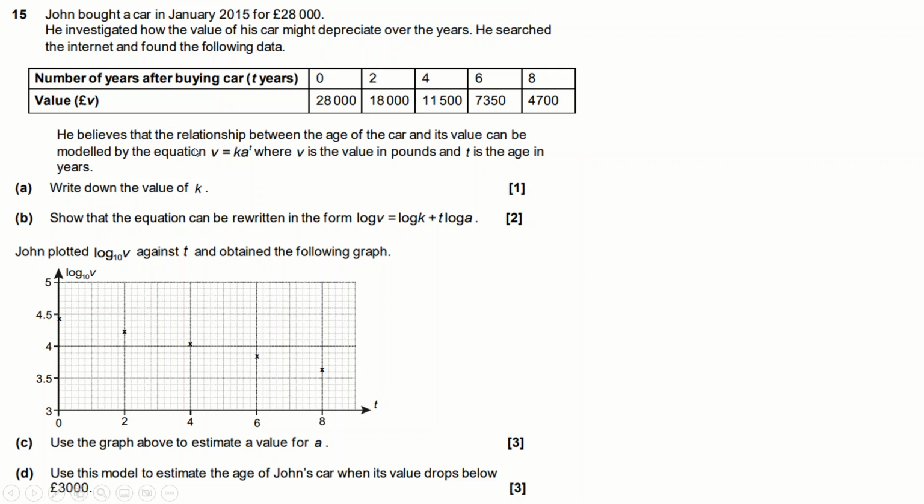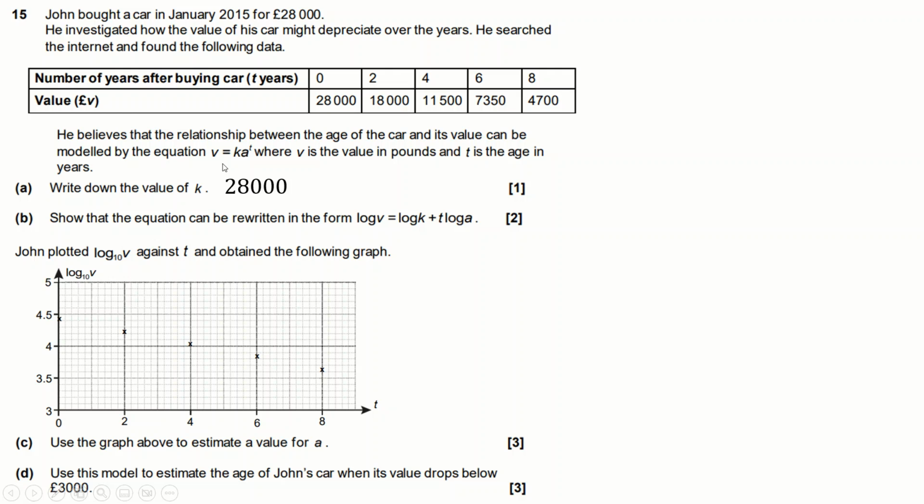Bought a car for this value, blah, blah, blah, blah. Write down the value of k. So k is, well, when t is 0, you get a to the 0, which is 1. So v equals k. So when t is 0, v equals k. K is 28,000. I mean, it's just the number here. It's just the starting number. Like when they ask you this question, it just is. They do that in A-level maths a lot as well.